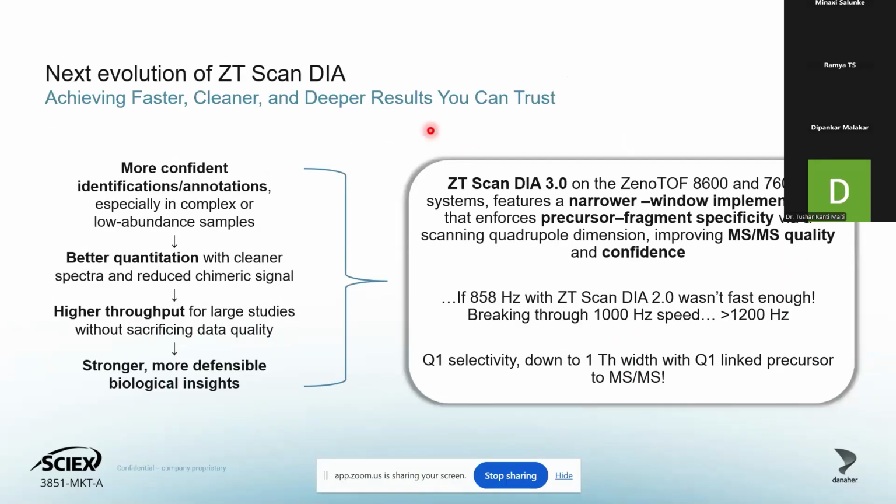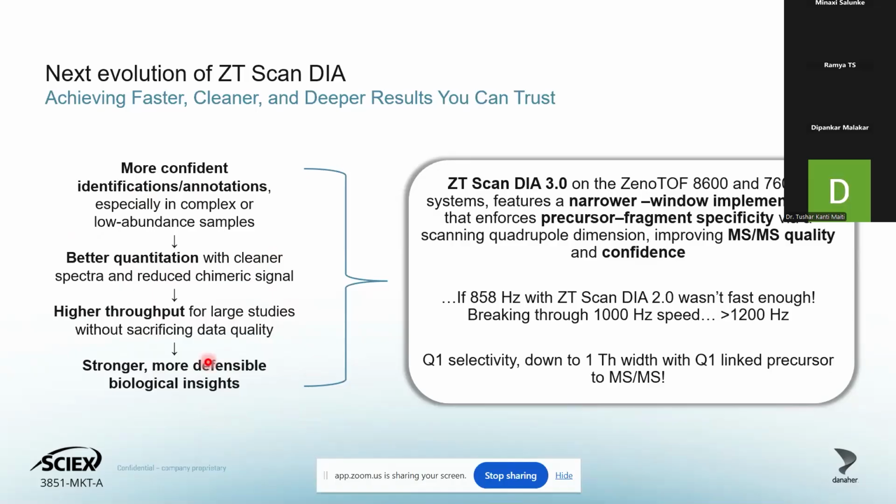So if you talk about the ZT scan, it is very useful for low abundance samples, and it can be used for quantitation because it offers better quantitation when matrix interferences are very high, and it offers a much cleaner spectrum and higher throughput analysis.